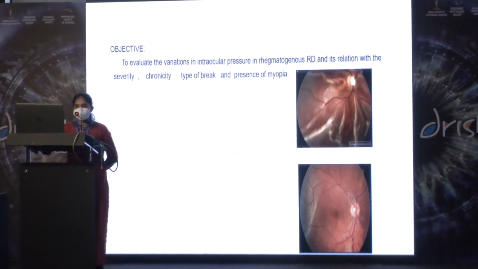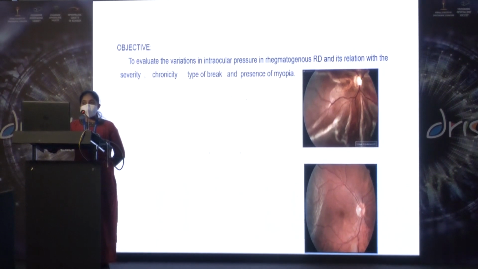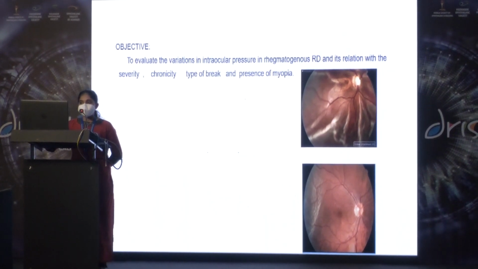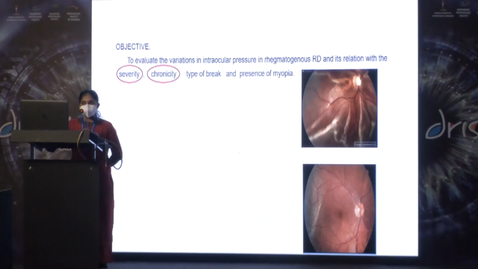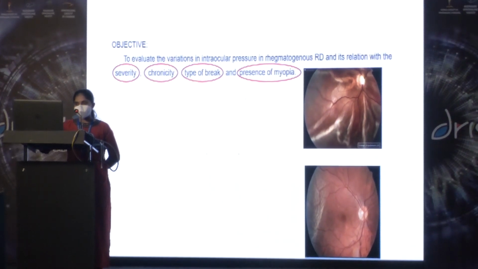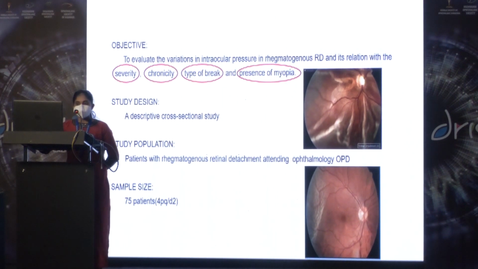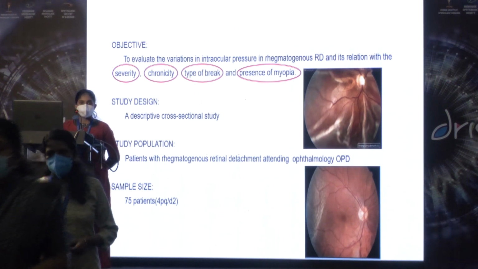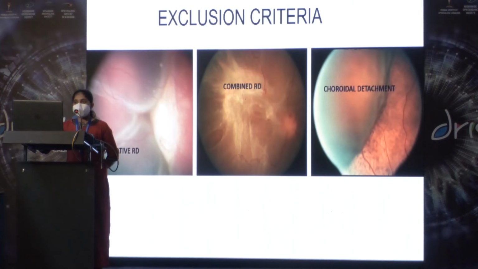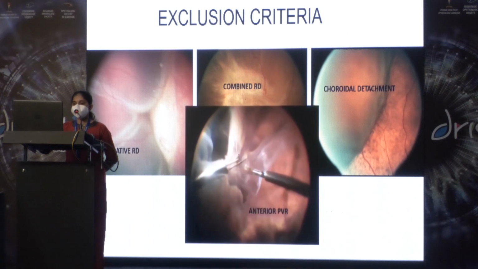The objective of our study was to evaluate the variations in intraocular pressure in rhegmatogenous retinal detachment and to find its relationship with severity, chronicity, type of break, and presence of myopia. The study design was a descriptive cross-sectional study done among patients with rhegmatogenous retinal detachment attending the ophthalmology OPD, with a sample size of 75 patients obtained by the formula 4PQ by D square. Exclusion criteria included exudative RD, combined RD, choroidal detachment, and those associated with anterior proliferative vitreoretinopathy changes.